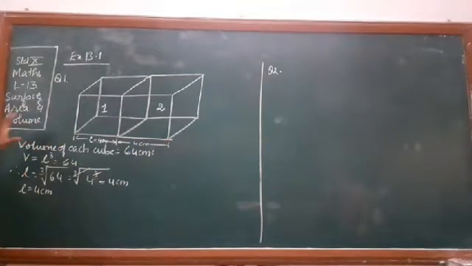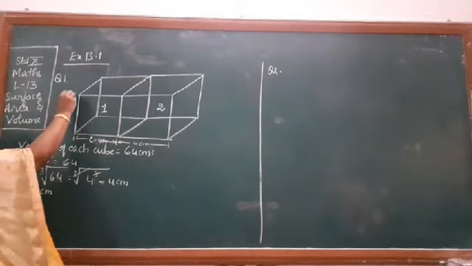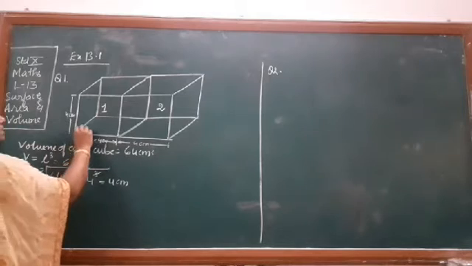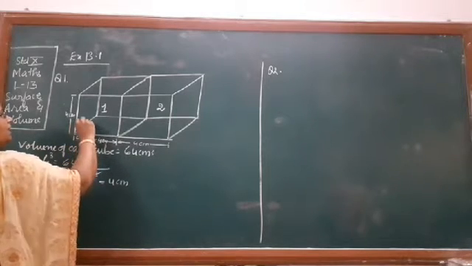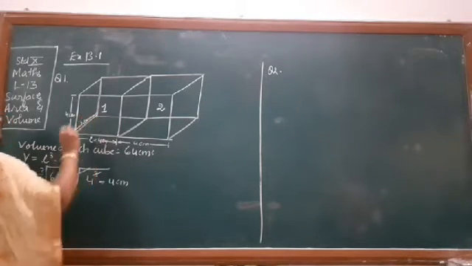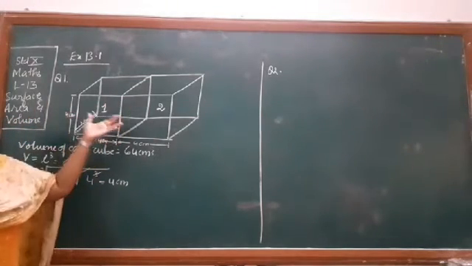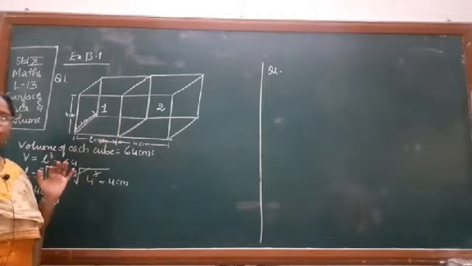Okay, what is this length? This is also 4 centimeter. Okay, also this breadth which is here, that is also 4 centimeter. So you have got now a cuboidal figure. Two cubes joined give you a cuboidal figure.